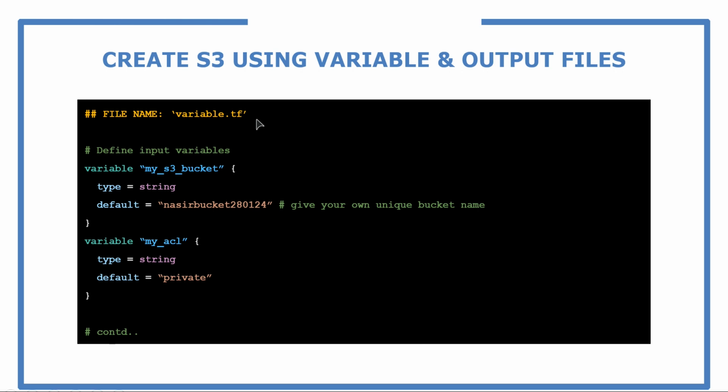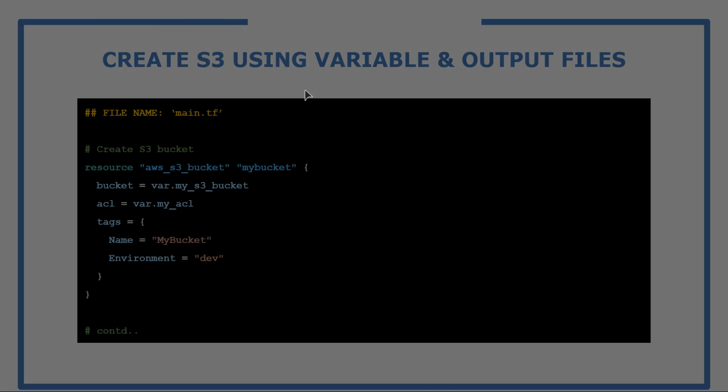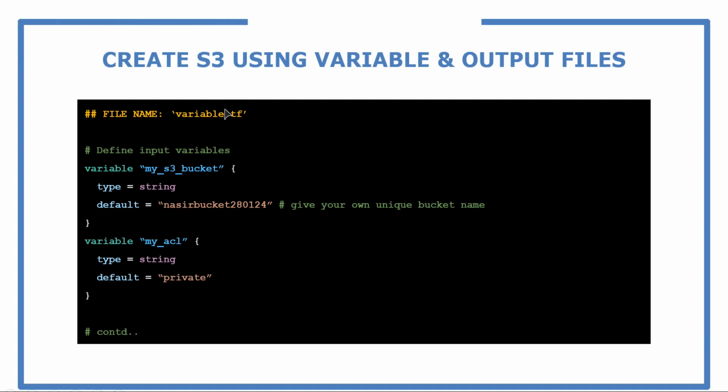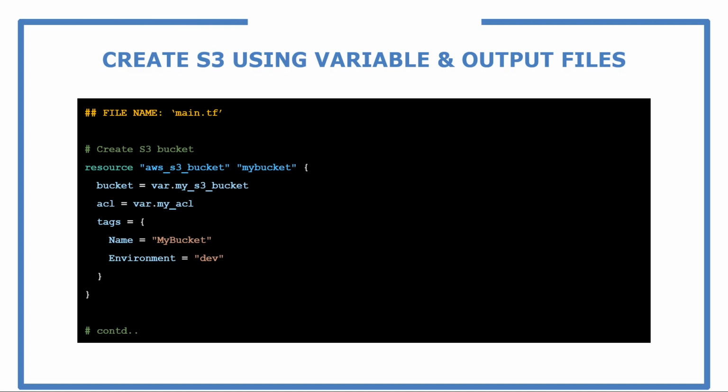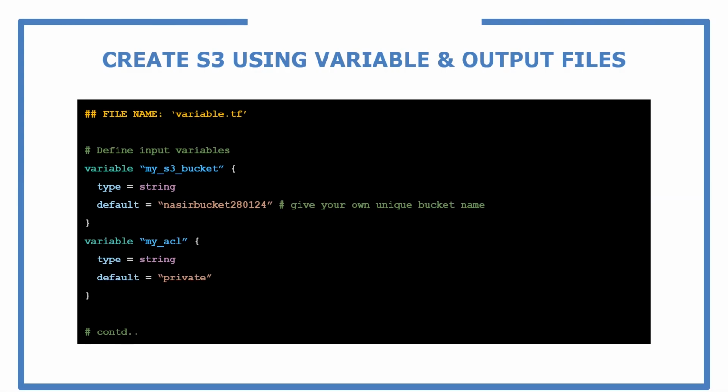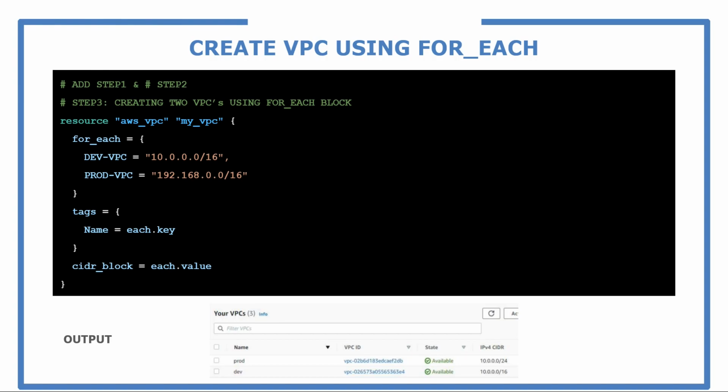This is how you can create an S3 bucket using input variables and an output block. So you have to create the variables.tf file and the main.tf file, and this is how you can create an S3 bucket as well. I want you to do the practical, and if you face any difficulty, let me know. I have added this in the notes just for your practice.